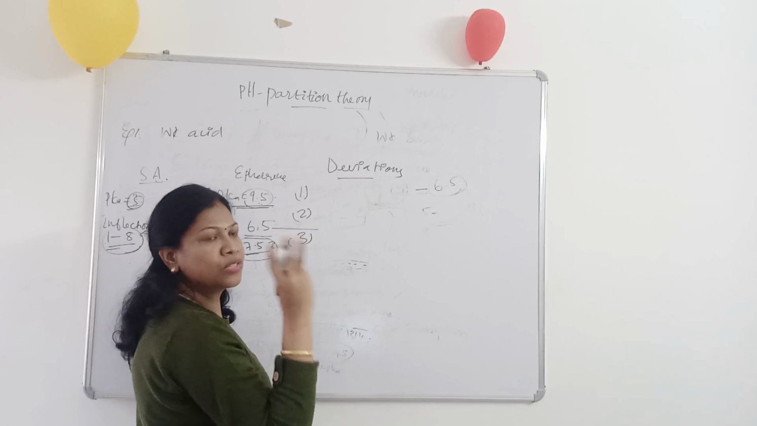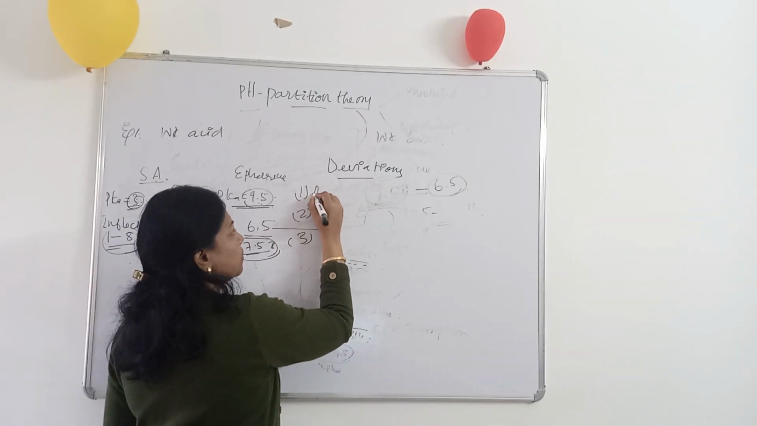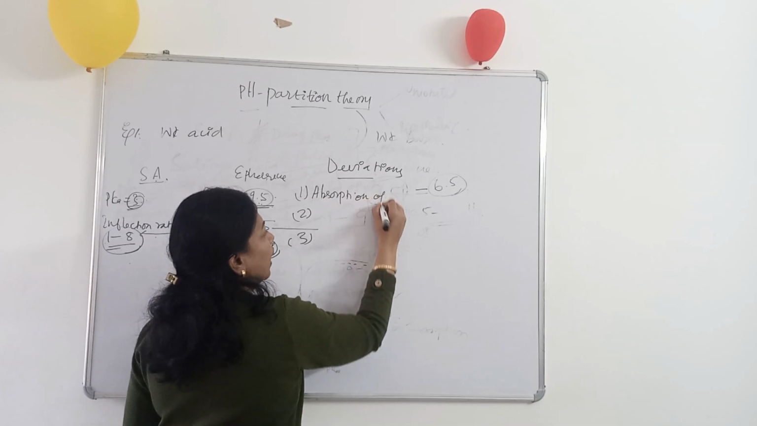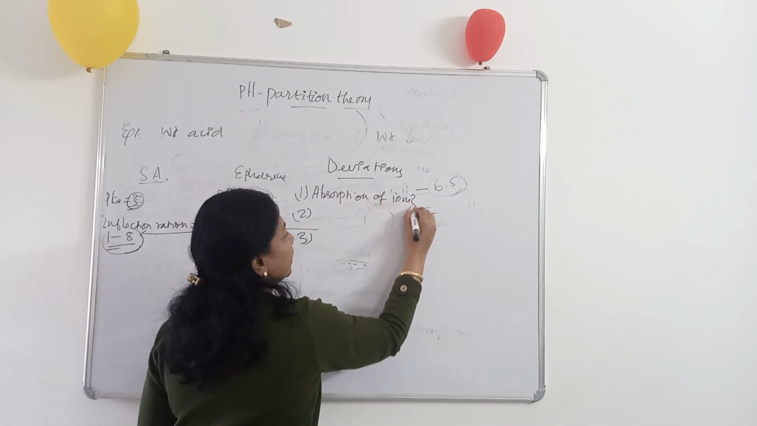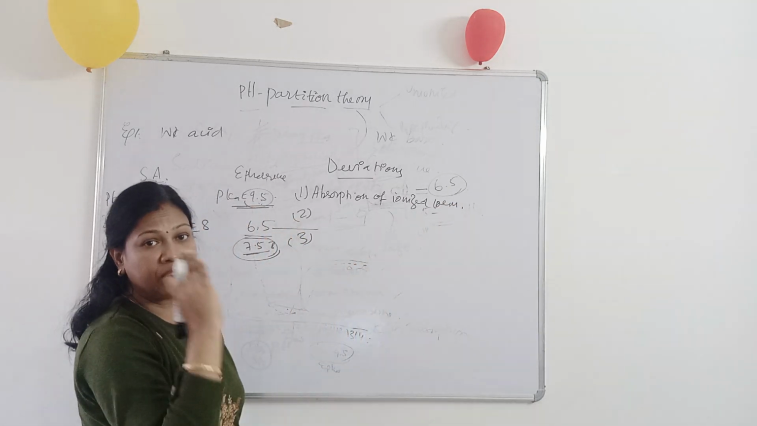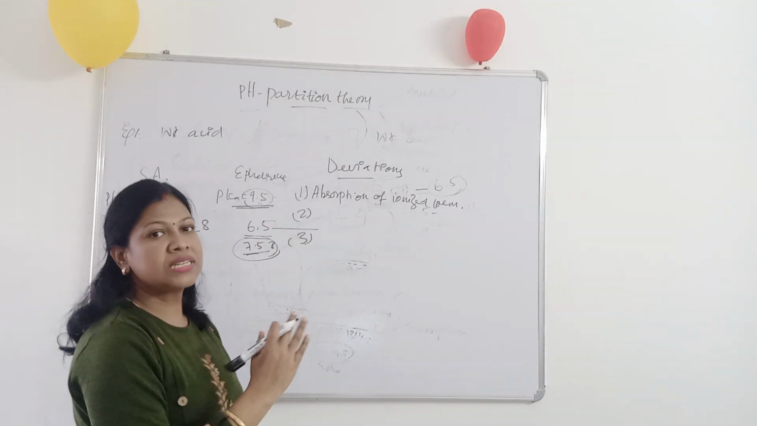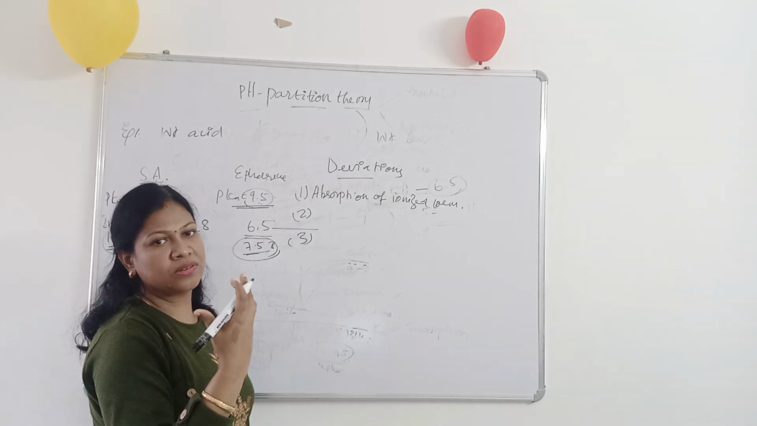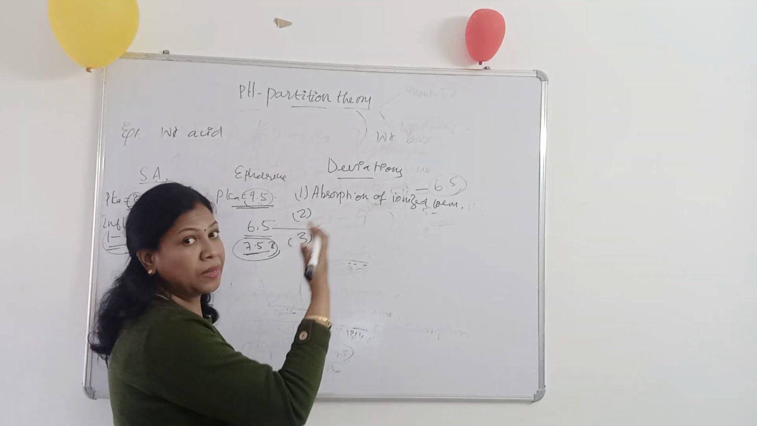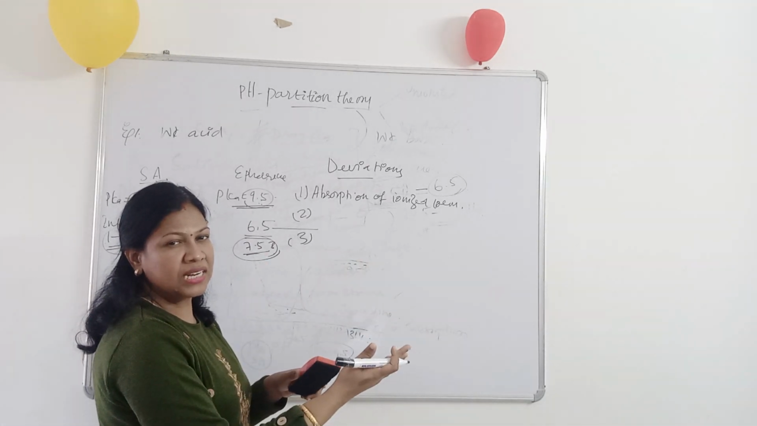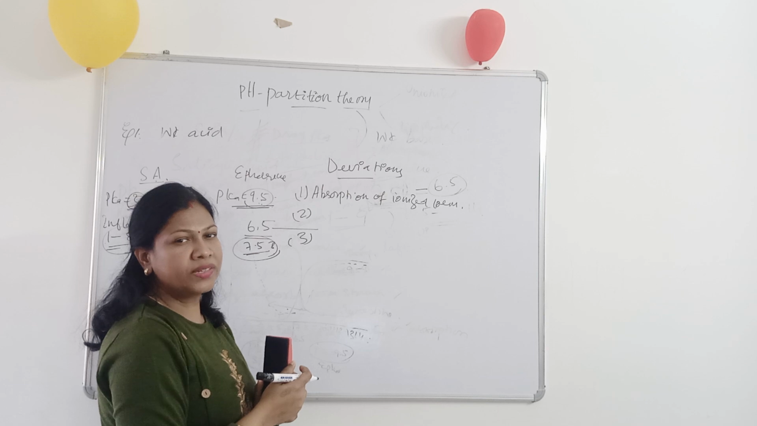There are 3 points on why there are deviations in the pH partition theory. The first point is absorption of the ionized form of the drug. We always discuss that only the unionized form gets absorbed, but not necessarily. Sometimes even the ionized form of the drug also gets absorbed. That may be the reason for the shifting of the acidic drug towards the right and the basic drug towards the left.